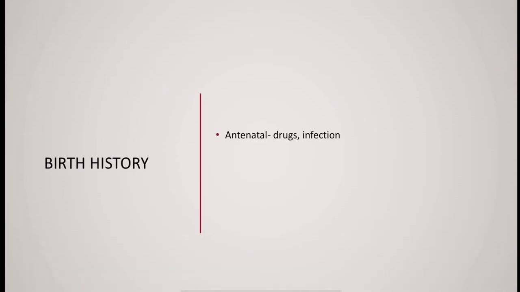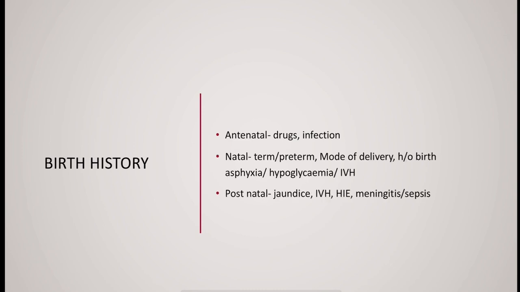And then the birth history. Birth history is divided into three parts. Antenatal history, there you need to ask about the drugs and any infection during the antenatal period. And after birth, whether the baby is term or preterm, what is the mode of delivery, any history of birth asphyxia, hypoglycemia, or any intraventricular hemorrhage, or any hypoxic ischemic encephalopathy. In postnatal history, you have to take the history of any neonatal jaundice, HIE, IVH, meningitis, and sepsis.